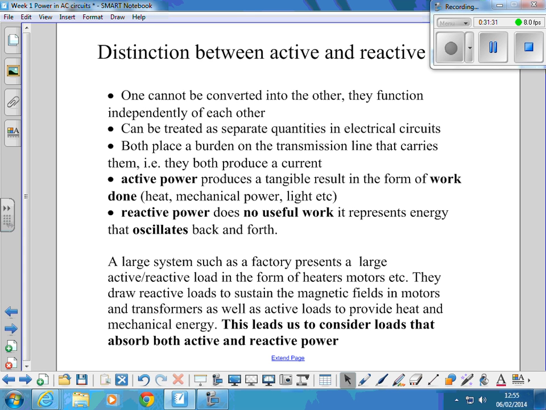So what we need to do then is consider loads that absorb both active and reactive power combined. So ones that include both. What happens when we get both of them in a circuit? That's what we're going to do now.